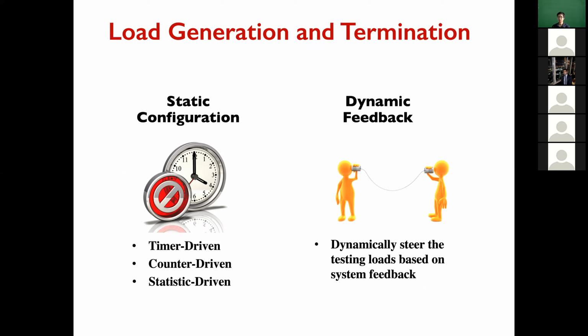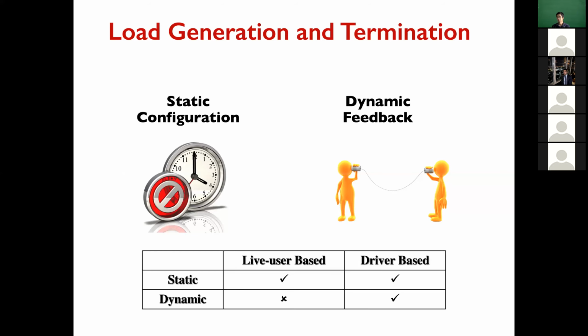With a dynamic configuration, you may change your load based on feedback from the environment. For example, you find that the performance is very bad, then you may want to reduce the number of users using the system. That's the feedback-based one. For live user-based execution, you can only do static configuration, because you need to tell people exactly what to do before they do it, right? That's normally only static configuration. But for driver-based, you may use both static and dynamic. You can write some code, for example, to check the feedback and then adjust your load. Okay.